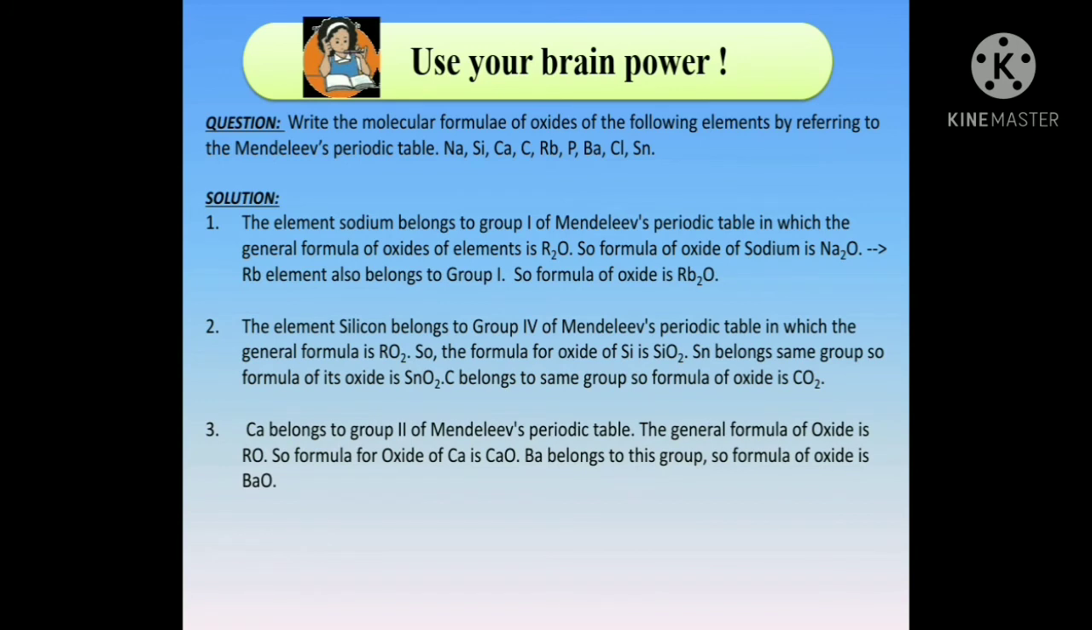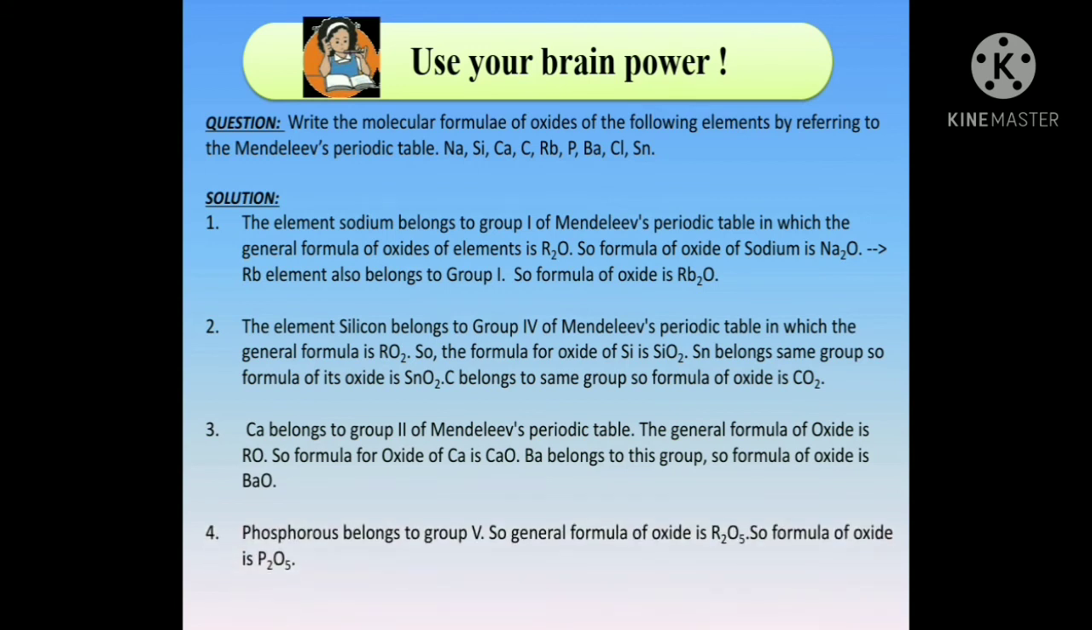Ca belongs to group 2 of Mendeleev's periodic table. The general formula of oxide is RO. Here R represents Ca. So the formula for oxide of Ca is CaO. Just replace R with Ca. Ba in the same way, replace R with Ba, belongs to this group. So the formula of oxide is BaO, that is barium oxide. CaO, calcium oxide, is commonly known as quicklime.